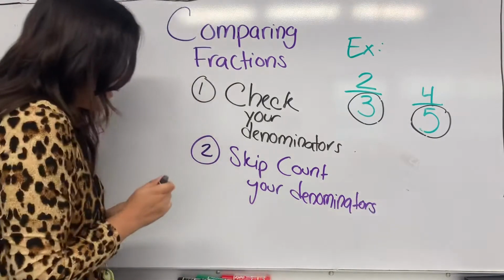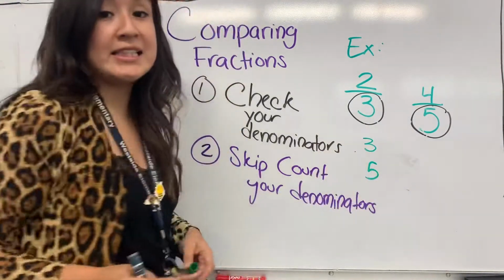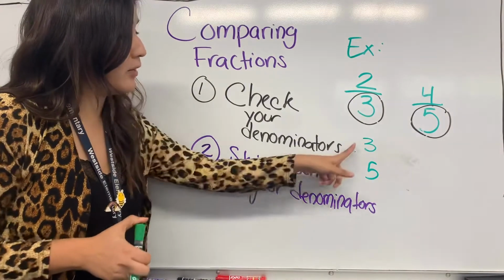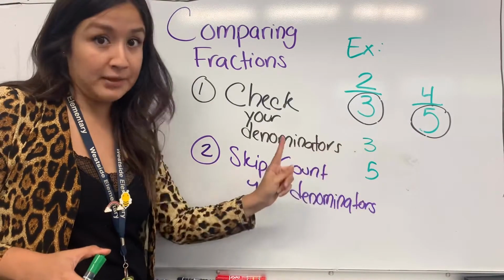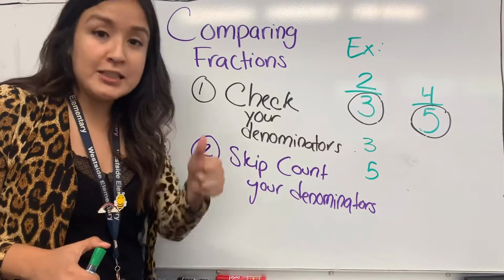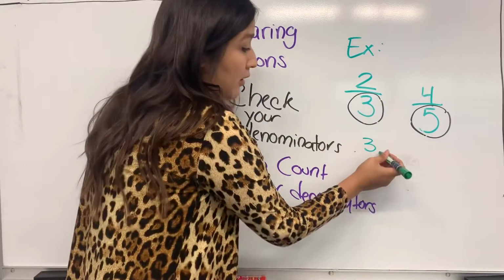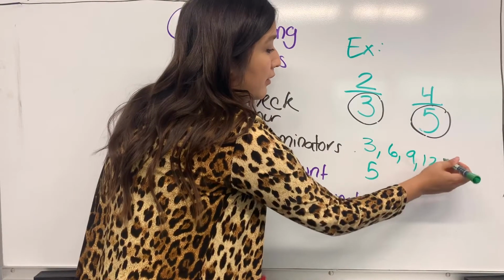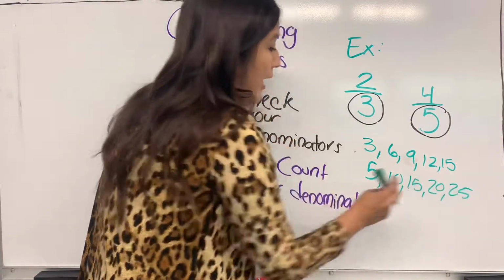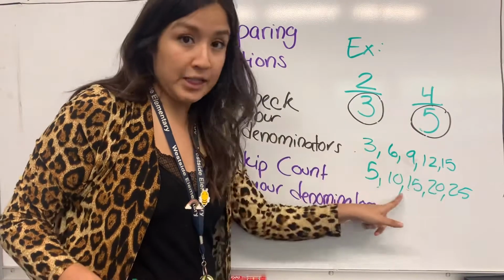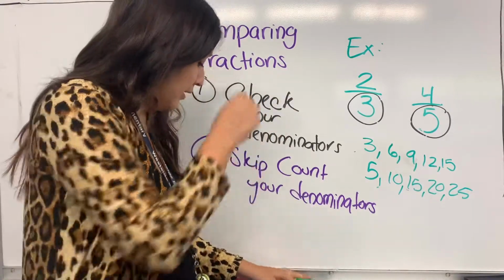Okay? So I'm going to get my denominators, which is 3 and 5, and I'm going to skip count. The reason why I skip count the 3 and the 5 is because we need to find one number they both have in common. So I'm going to skip count right now. 3, 6, 9, 12, and 15, okay? 5, 10, 15, 20, 25. I only wrote the first 5 numbers for each because usually I can find it. If not, I would have to keep going, okay?